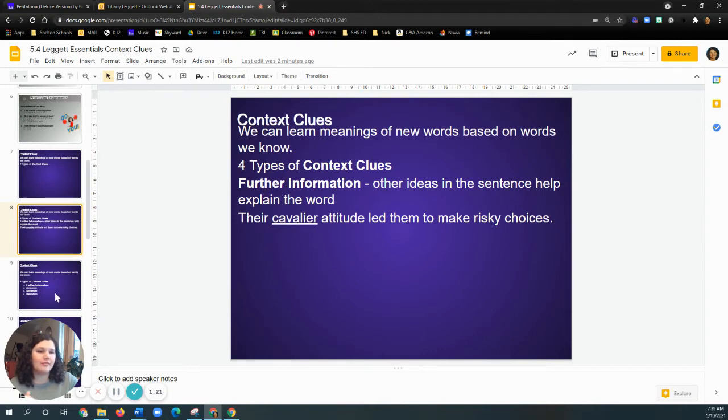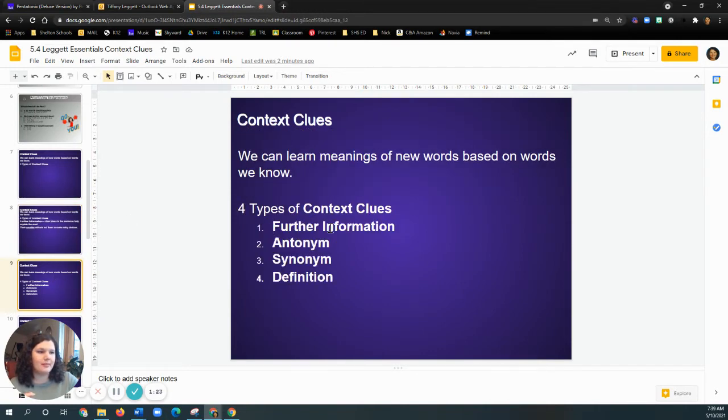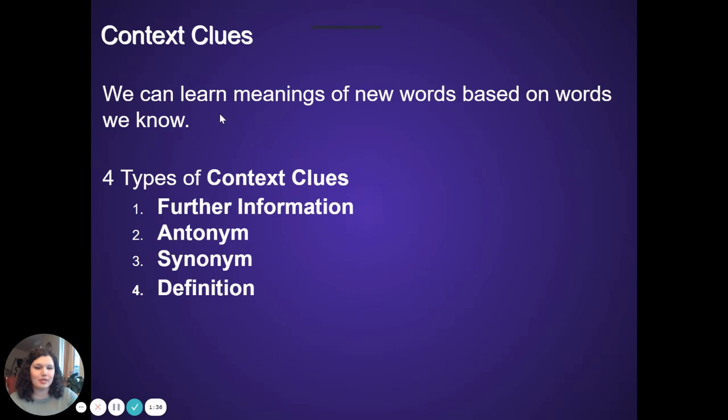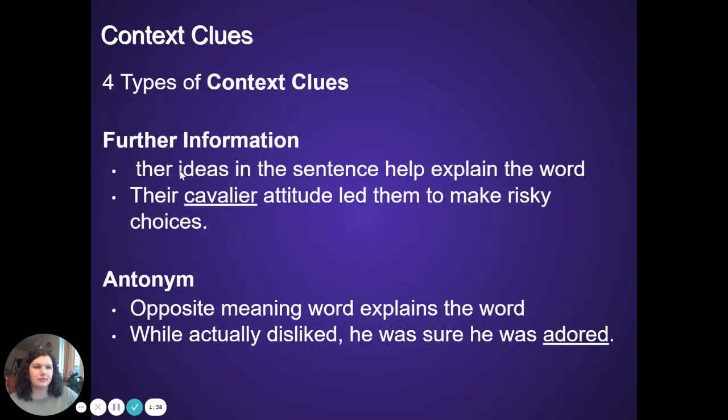So one of them is further information. Then we have an antonym, a synonym, and a definition. So these are the types of context clues that authors and writers will put in. So let's look at some examples of those.